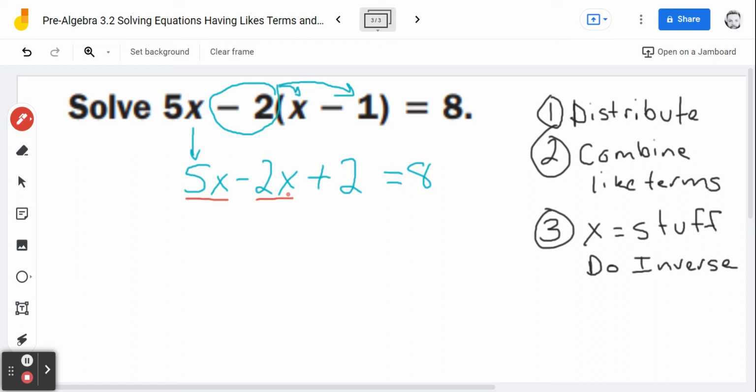Why? Because they both have x's. The other like terms are 2 and 8. But they're on opposite sides of the equal sign. So when we do combine like terms, we tend to do that on the same side, right? So we tend to do that on the same side. So just kind of jot down same side. Same side. Okay. We tend to.